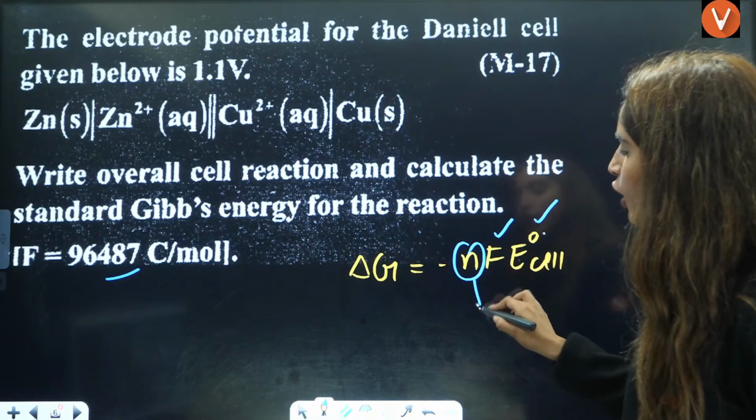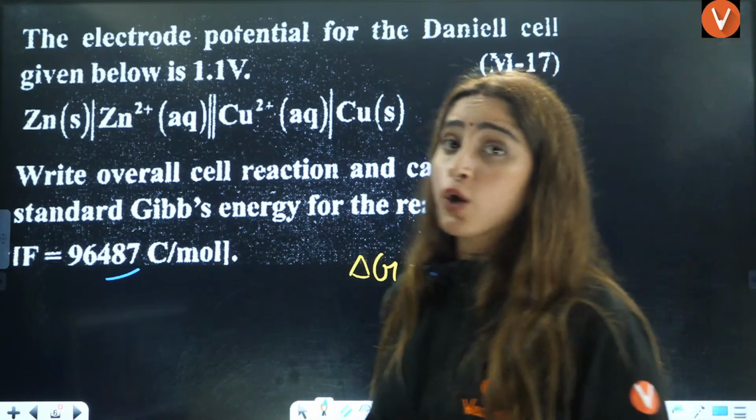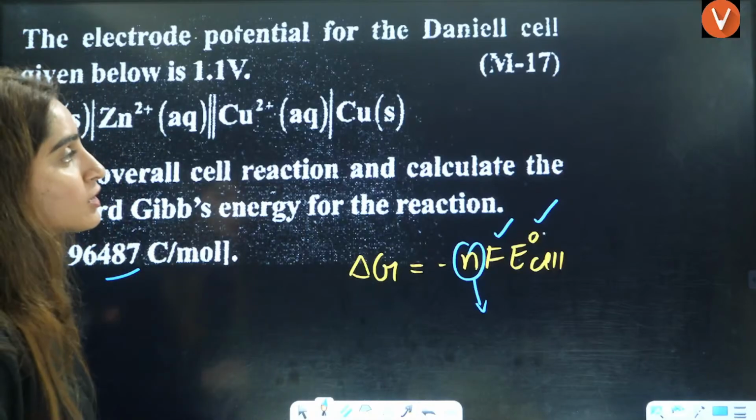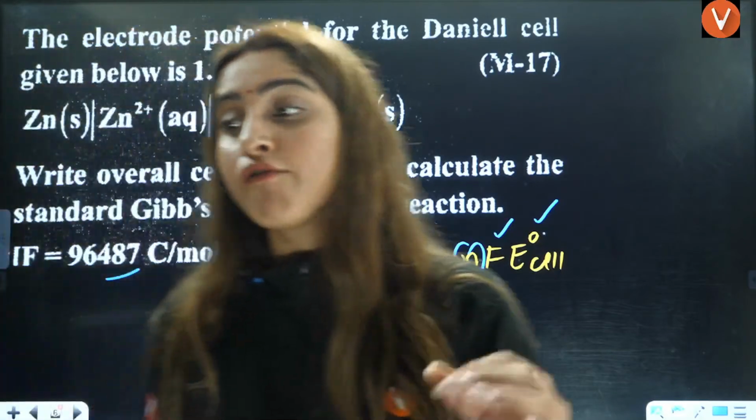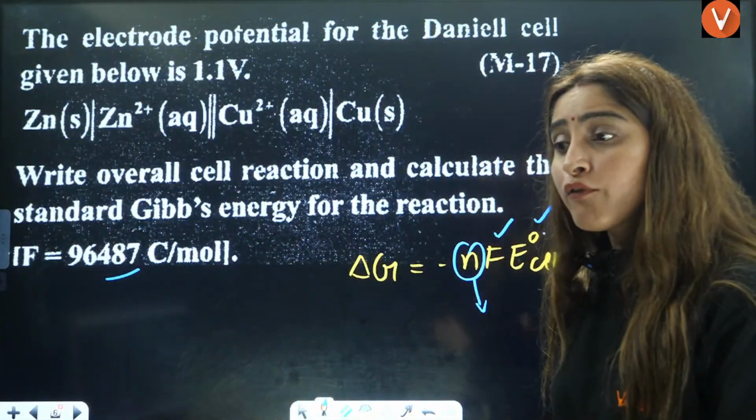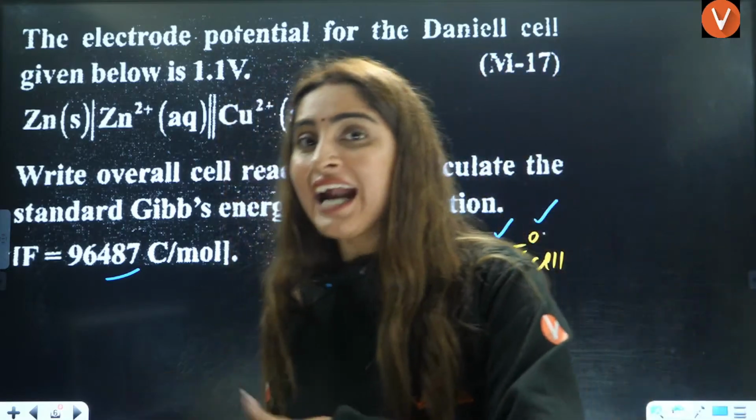Now what is the value of n factor here? That becomes a question. Okay, so anybody in the comment section, can you tell me what is the value of n factor? Number of electrons lost and gained.